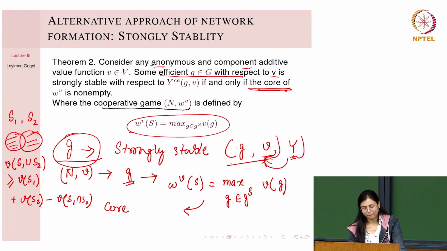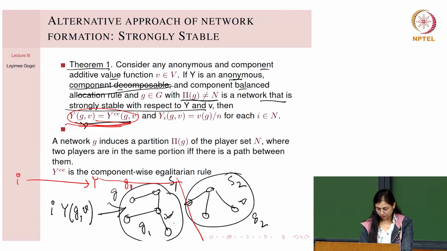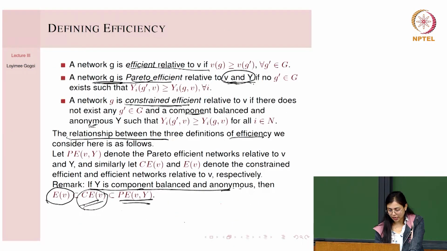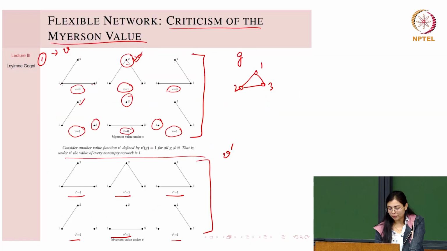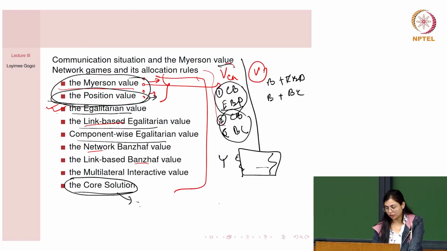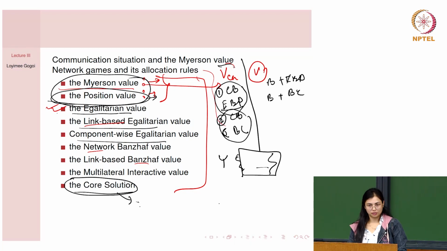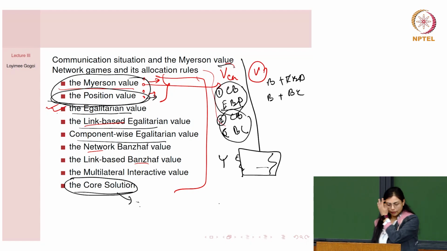See, this is a cooperative game. No, I am saying this is the case of strongly stable, when I have an efficient network and ask under what condition the network will be stable. That is what I am saying here, it is different. So suppose I have one allocation rule, and how I am going to characterize it: here the efficiency and the stability condition I am not considering. Okay.